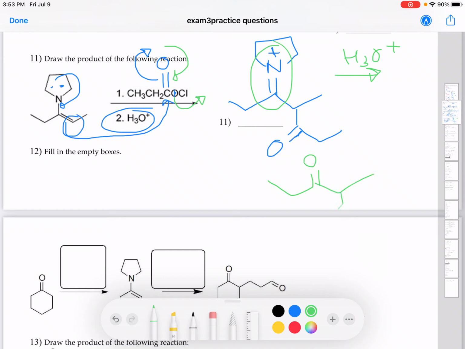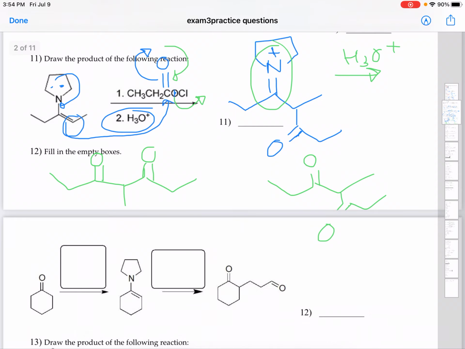And you can find the mechanism for this one in your lecture notes. So that's going to be your product. You can redraw it like this to make it nicer. And on this carbon you have a methyl group, and then I'm going to redraw it like this. That's what you're going to be getting.